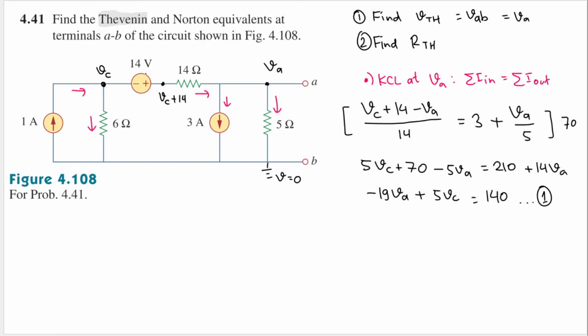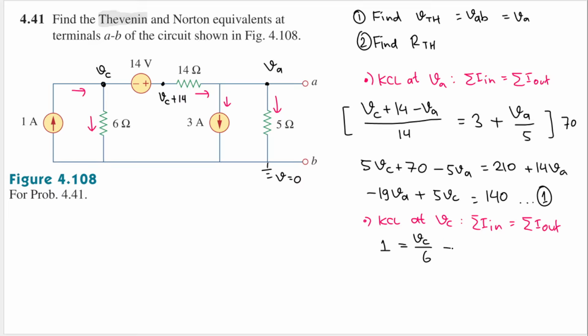And now let's do another KCL, but this time at VC, right? So now KCL at VC. Remember that the current that goes in will equal the sum of the currents that go out. The only current that goes in is this one, so we will have 1 ampere there. So we'll have 1, and then that will equal VC minus 0 divided by 6. So I will have VC over 6.